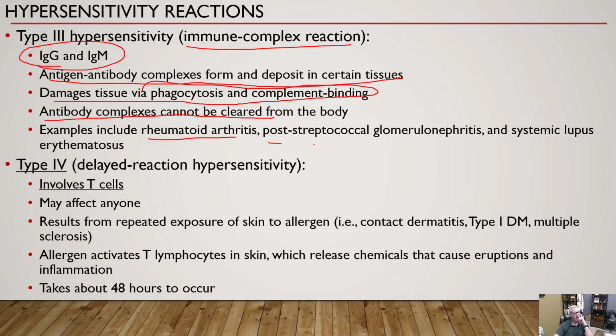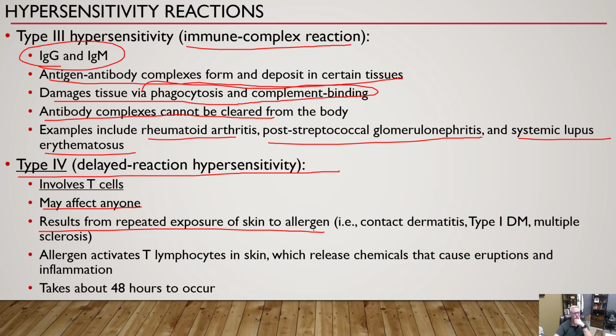glomerulonephritis due to streptococcal infection, systemic lupus erythematosus, SLE, or lupus. Type 4 hypersensitivity, delayed reactions. These are usually going to involve your T cells. They can affect anyone. So this is where you have repeated exposure to a specific allergen like contact dermatitis, multiple sclerosis, type 1 diabetes. It usually takes about 48 hours to occur.